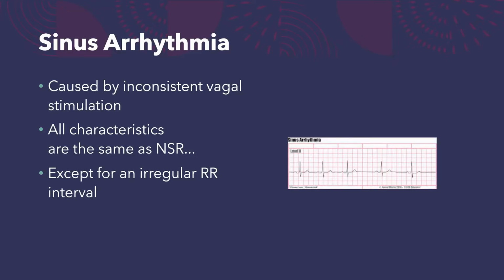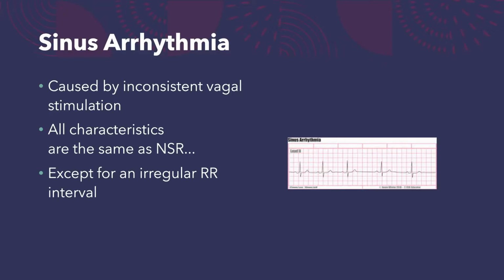Sinus arrhythmia. If you see the word sinus, that means P waves are normal and the SA node is the pacemaker. It's functional. But in this case, we have irregular RR intervals. So everything's the same as NSR, but the RR intervals are irregular. That is most often caused by inconsistent vagal stimulation. And any number of things can cause that.